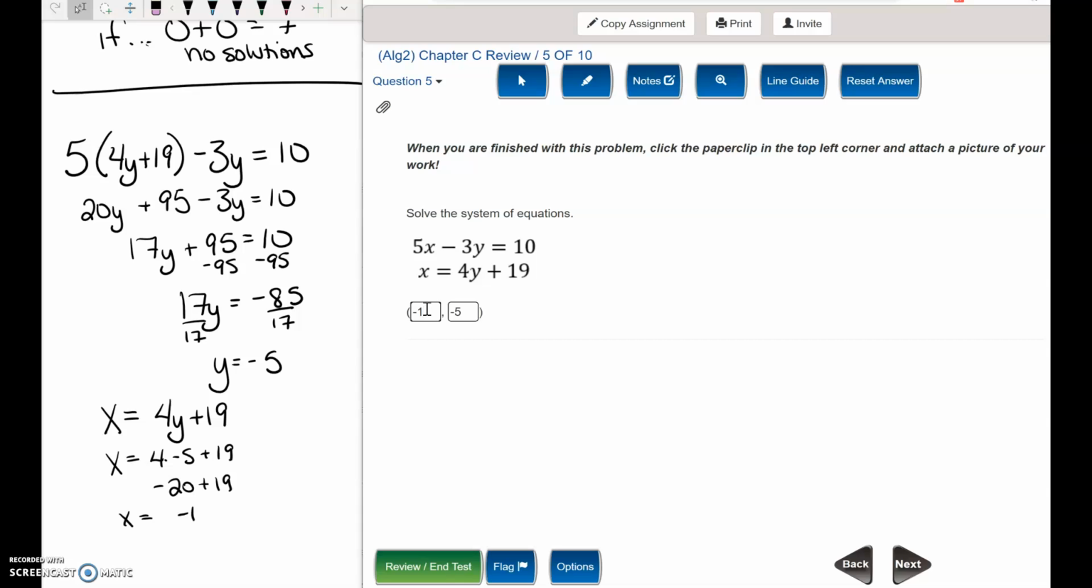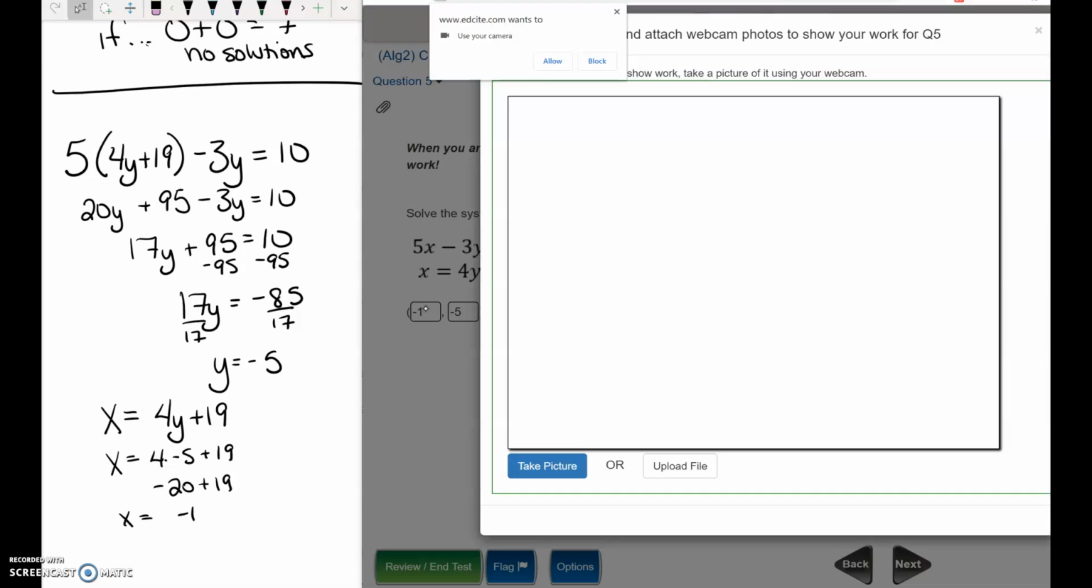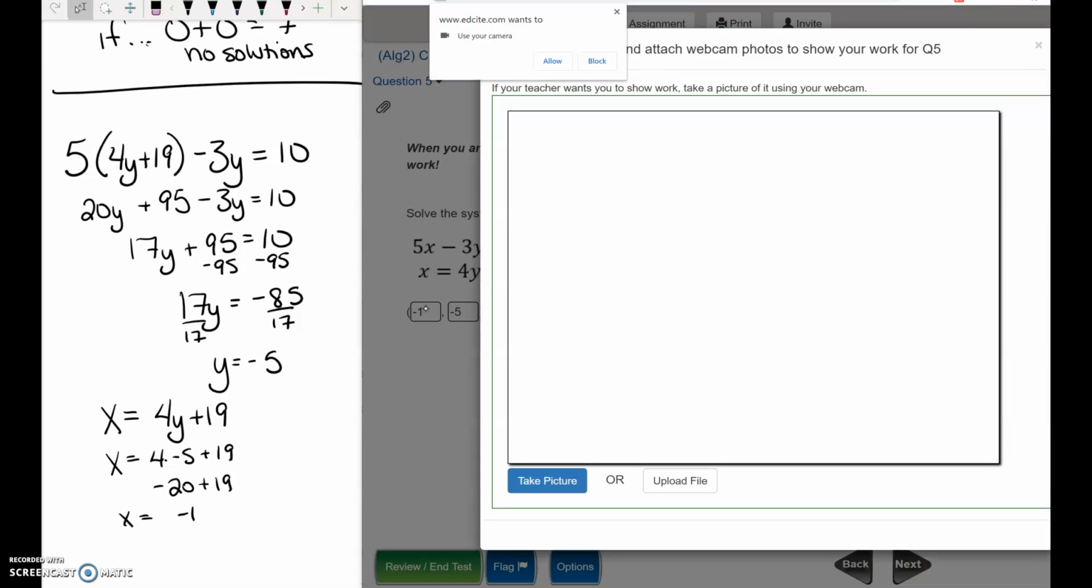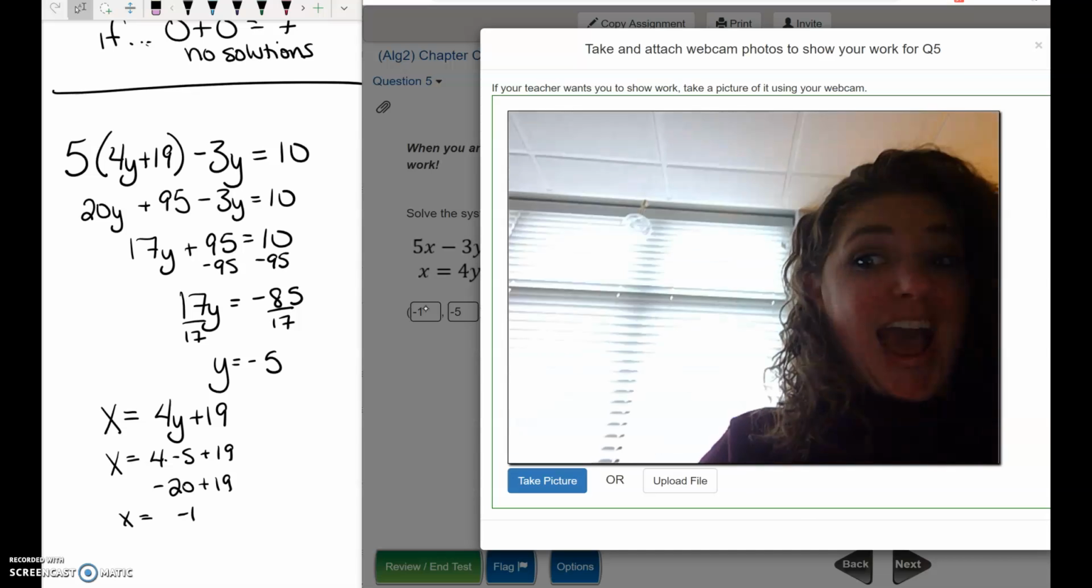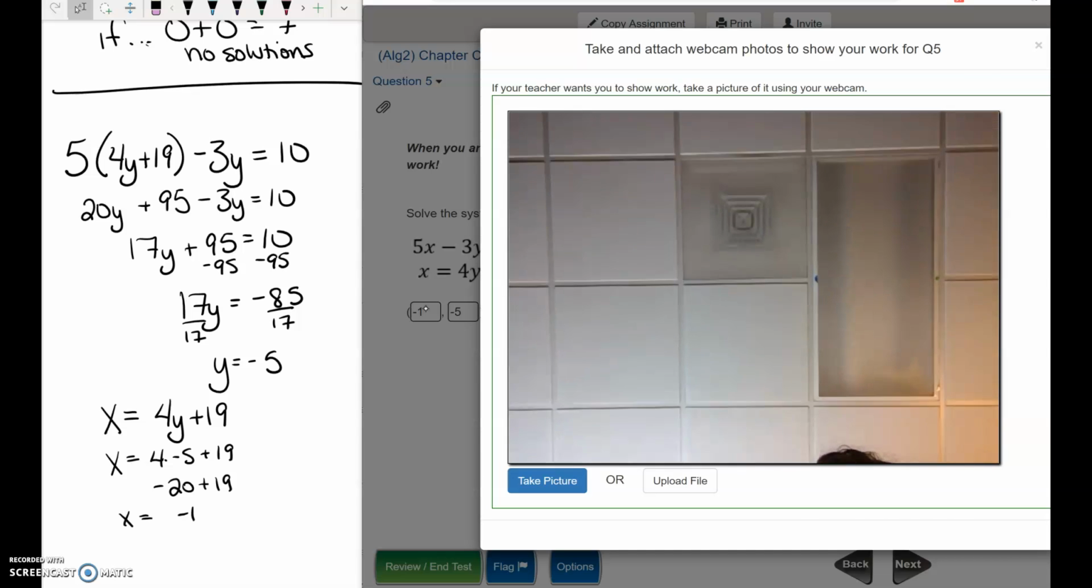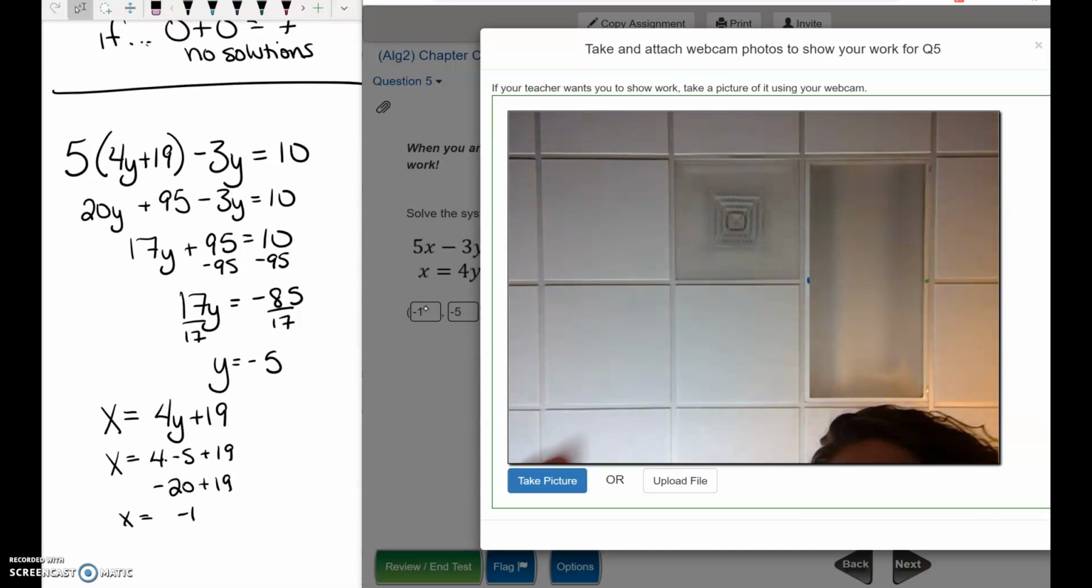Okay, it says to click the paperclip in the top left corner and attach a picture of your work. When you click this paperclip, if you've never used your camera before, it's going to say EdSite wants to use your camera, and you allow it. And then, hi. Right now I've got this sitting on my desk, so it's showing you my lovely ceiling right above me.